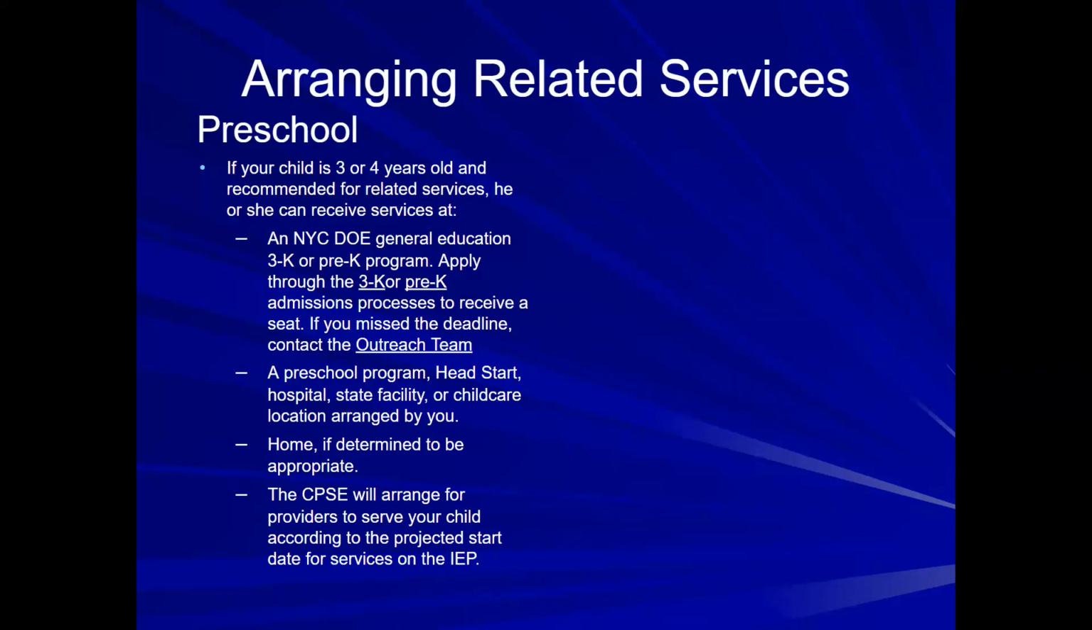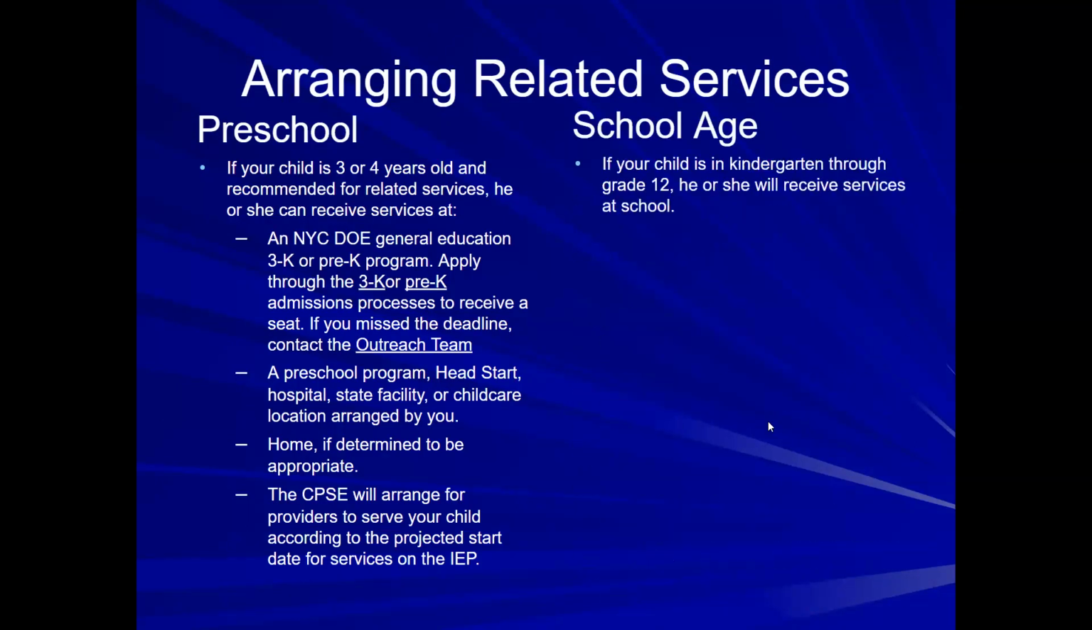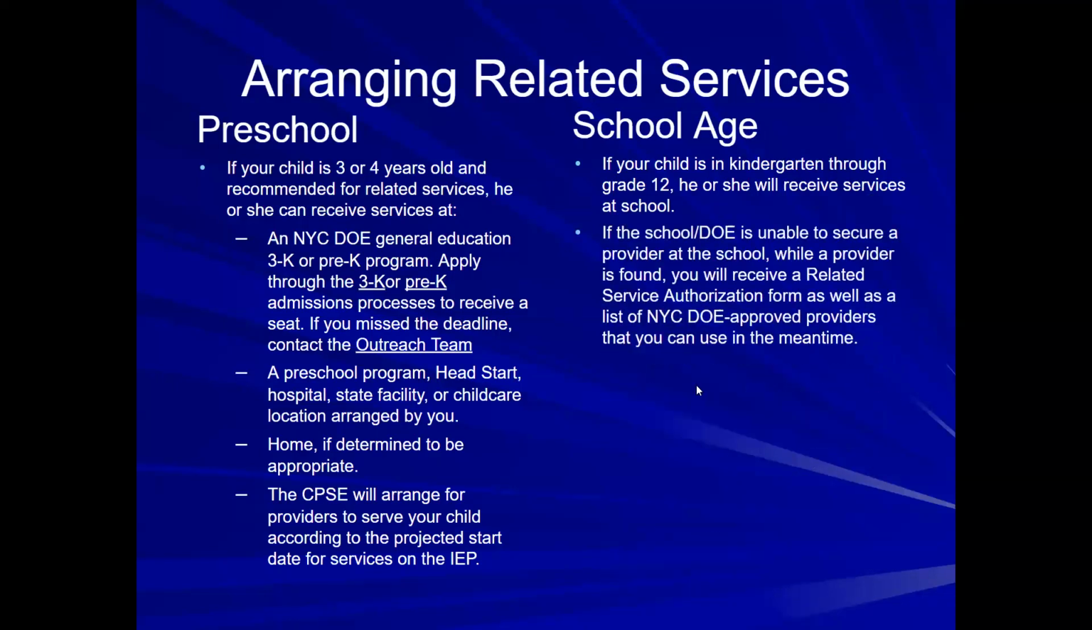That's different because in school age, we're going to talk about that right now. So for school age, if your child is in kindergarten through grade 12, he or she should be receiving services at school. So the first thing is the New York City public school supervisors of speech, physical therapy, occupational therapy, counseling, etc., will assign a provider to go to the school. If they're unable to secure a provider at school, you'll receive something called a related service authorization form.